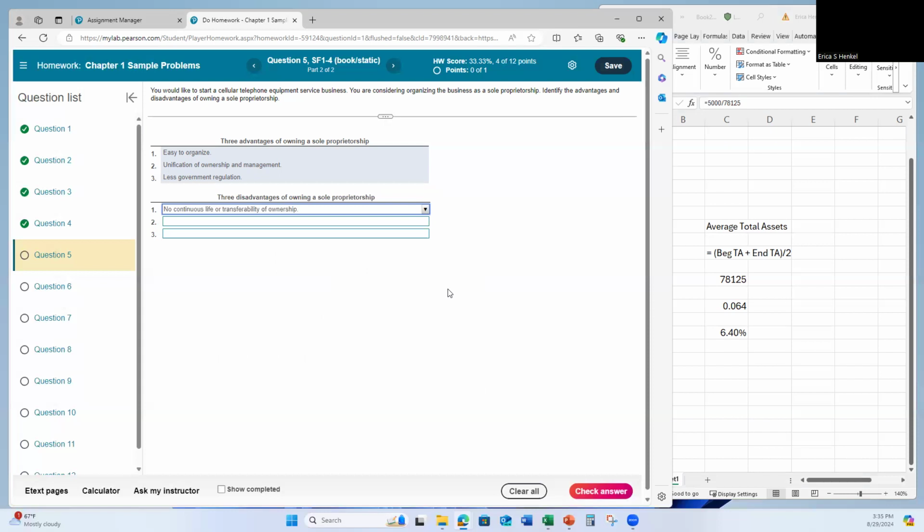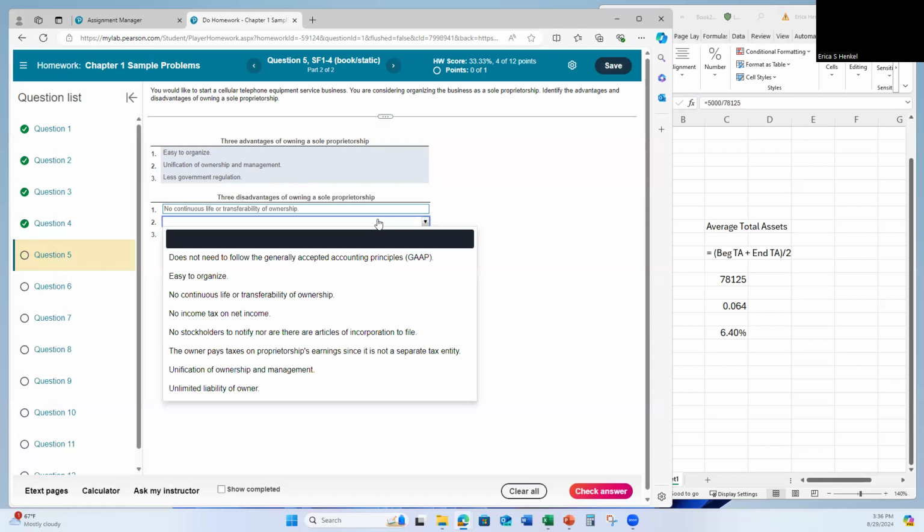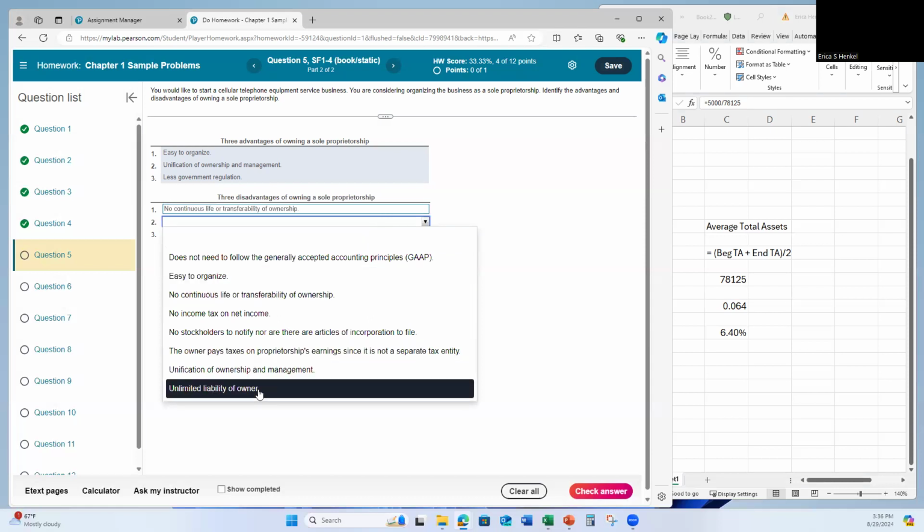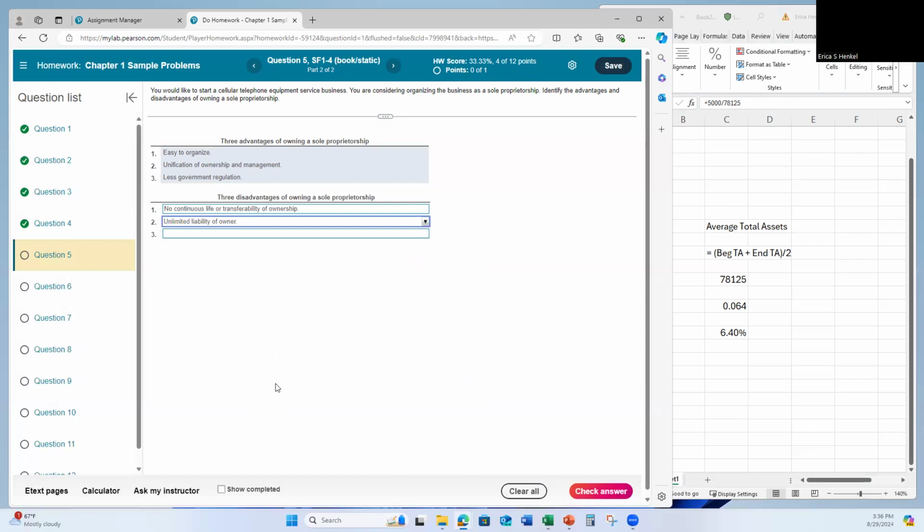I can sell all the stuff, but because there isn't a legal entity, I can't transfer that entity to somebody else, okay? Now, another disadvantage is if something goes wrong in my business and somebody sues me, I have no legal protection as a sole proprietor because there's no legal separation between me and my business. So if I do something wrong and somebody sues me for it, I could lose everything that I personally own. So having no legal protection and unlimited liability of the owner is definitely a disadvantage of a sole proprietorship.